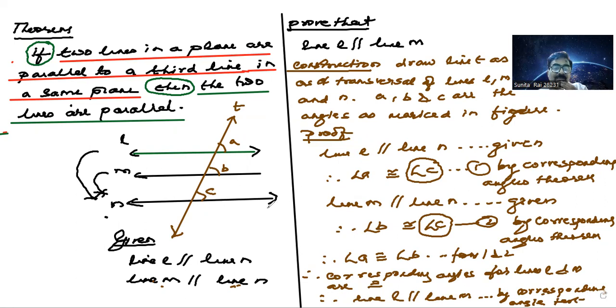So can you see, very simple here. If two lines are parallel to a third line in the same plane, then the two lines are parallel. With this, the chapter gets over. So chapter number 2 gets over.